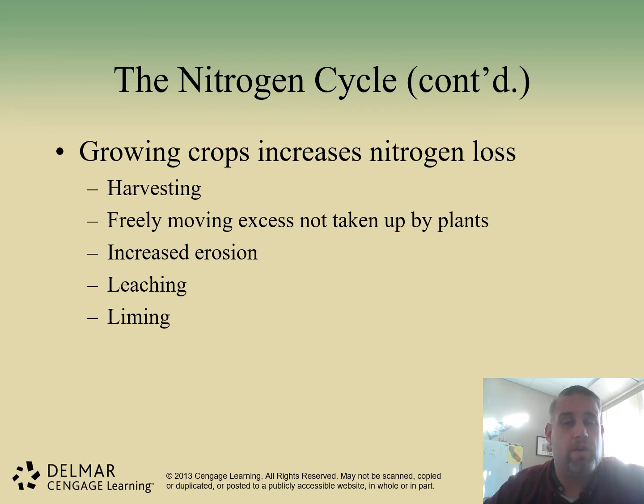When you are growing crops, you are increasing your nitrogen loss, so you're harvesting away a lot of the nitrogen. So as you harvest away the vegetative growth, you are taking that nitrogen out of the equation. You are leaching it through the system. If you are using lime, you are removing the nitrogen from being easily accessed by plants.